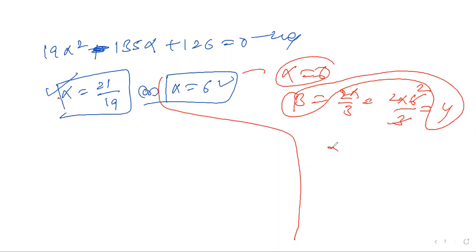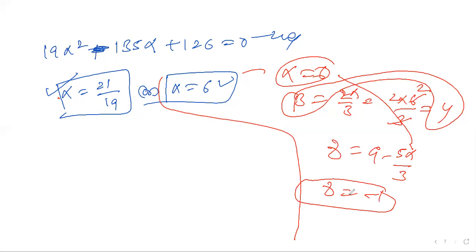What is the gamma value? Gamma is 9 minus 5 alpha by 3. How much are you going to get? Please substitute alpha is equal to 6 here. If you simplify, you are going to get the answer minus 1. So alpha is equal to 6, beta is equal to 4, gamma is equal to minus 1.